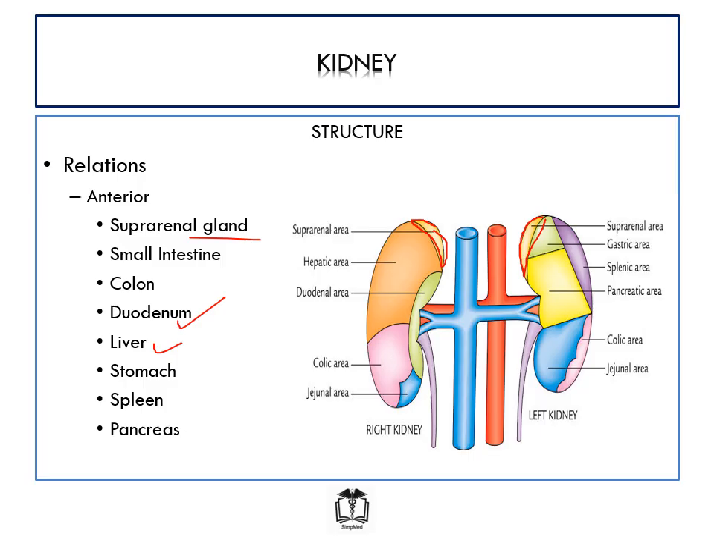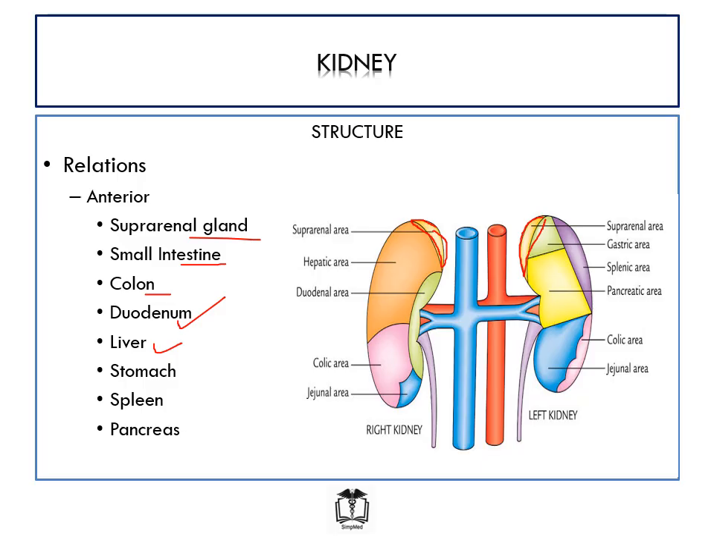Besides the suprarenal gland, other structures that are common to both the right and left kidney would also include the small intestine and the colon. They are very related to both kidneys. If you notice in this image, you see that the right and left kidneys have colic areas and jejunal areas. The colic area serves as the area for the colon, and the jejunal area serves as the area for the small intestine.